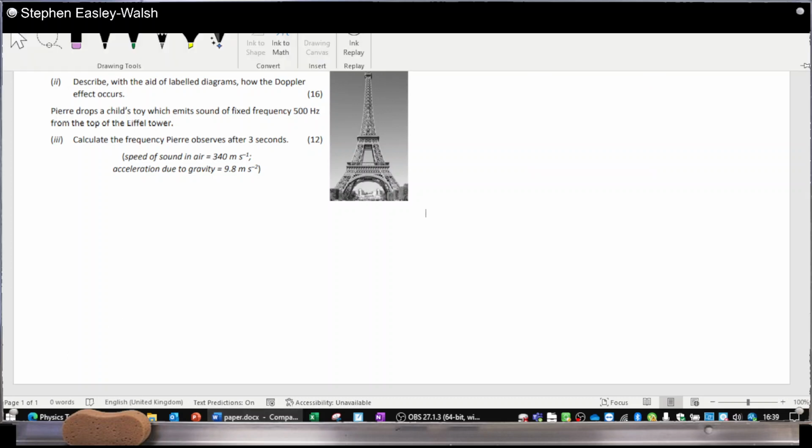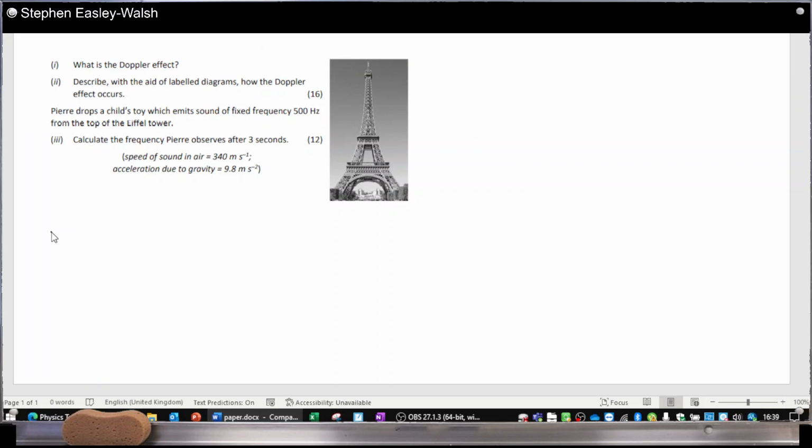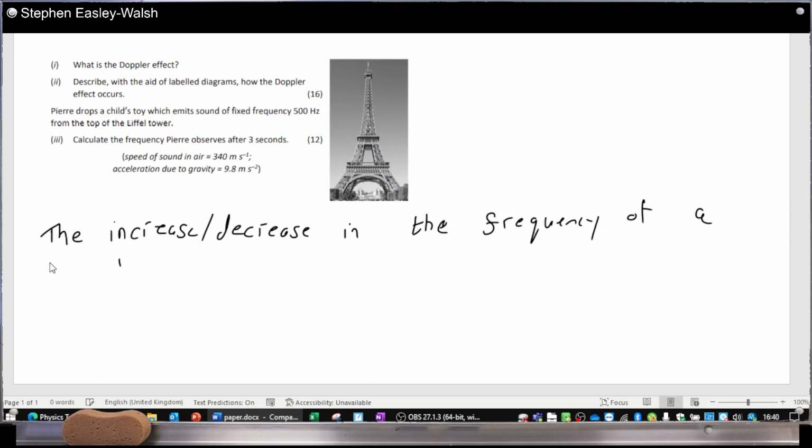Right, so the first question here is, what is the Doppler effect? So this is the increase or decrease in the frequency of a wave due to a relative motion between the source of the wave and the observer.